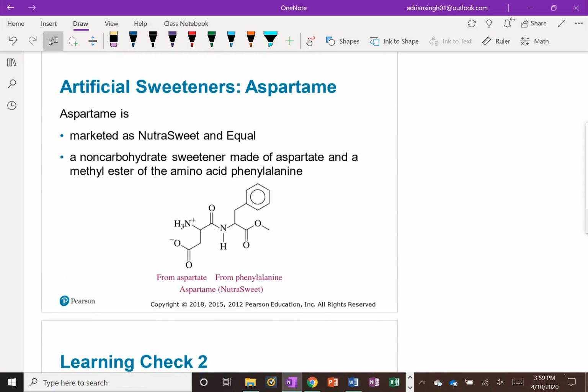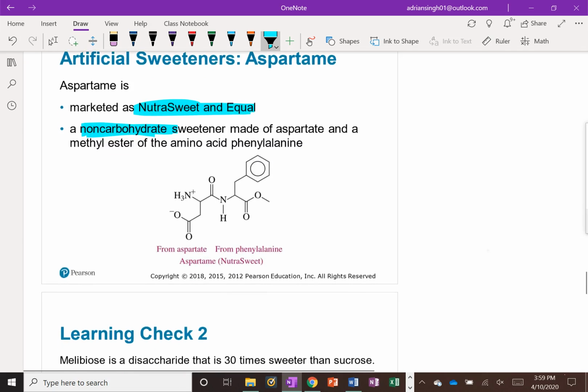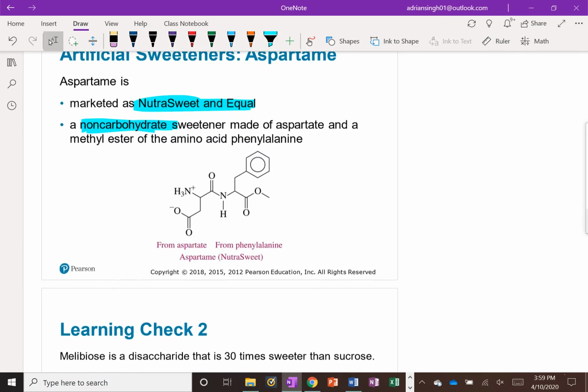Aspartame is another one, and you find that in your commercial NutraSweet or Equal. This is a non-carbohydrate sweetener, meaning it's not based on any sugar. It actually looks more like a different type of molecule known as an amino acid, which we'll see down the road. But it is also used as a sweetener as well.